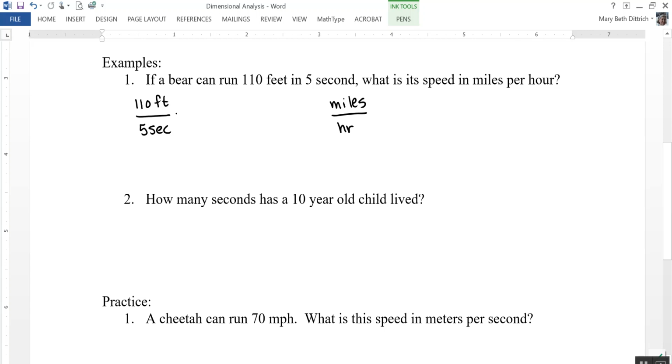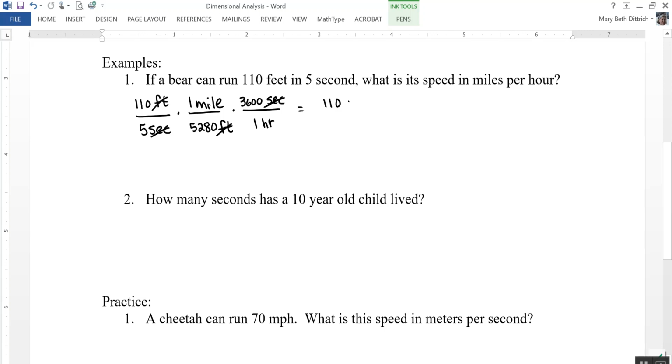So I'm going to use a unit multiplier. And notice I have feet on the top, so I want to have feet on the bottom of my first fraction. So 5,280 feet is equal to 1 mile. Okay, so that's going to cancel out my feet. Now I need to have something multiplied by something that has seconds on the top and 1 hour on the bottom. So 1 hour is 3,600 seconds. So now I can cancel out my units. My feet cancel top and bottom. My seconds cancel top and bottom.